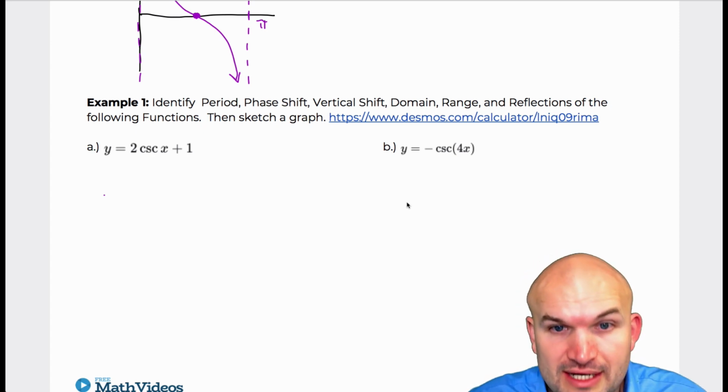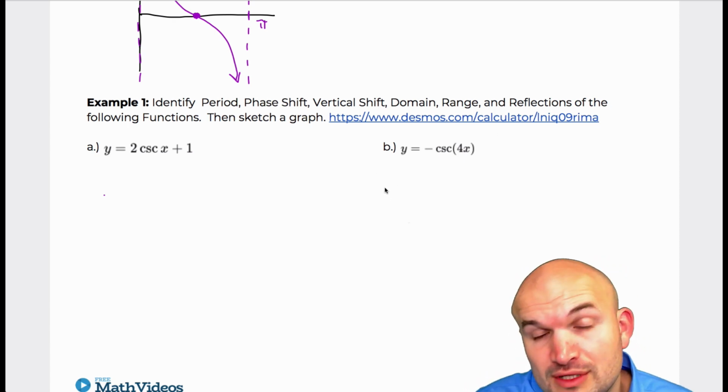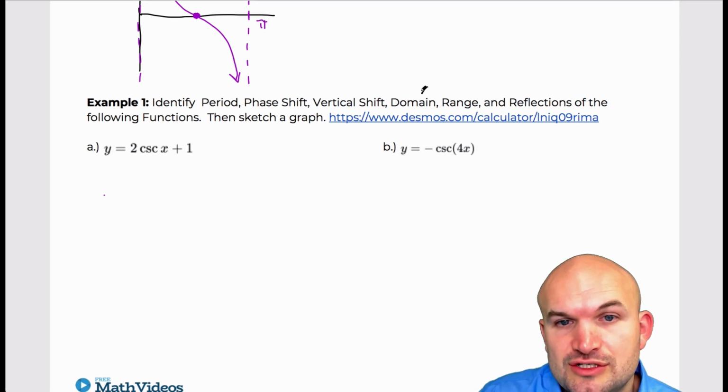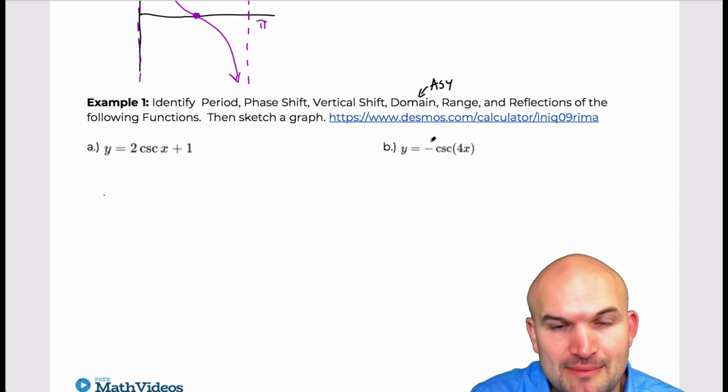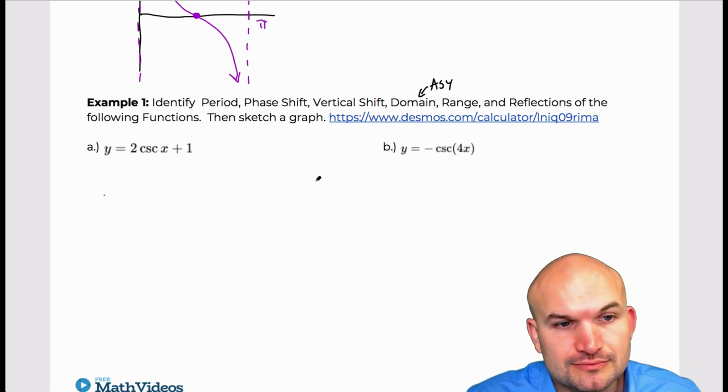sine and cosine. Not all of these functions are going to have all these transformations, so if they don't have one of these transformations, I'm just going to leave it off. And then also when we're discussing the domain, we also need to discuss the asymptote, so I will kind of include that because the domain is going to be all real numbers except for where the asymptotes occur.